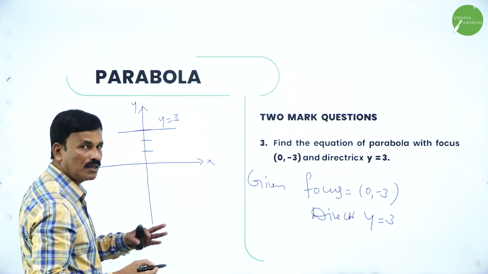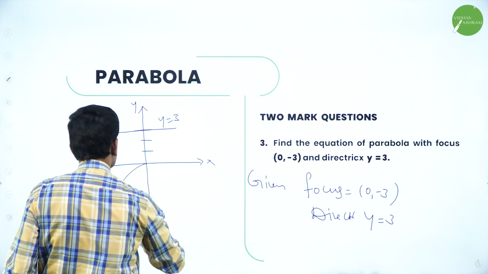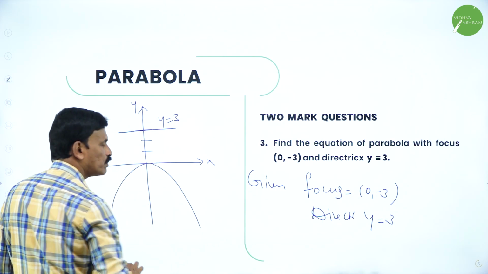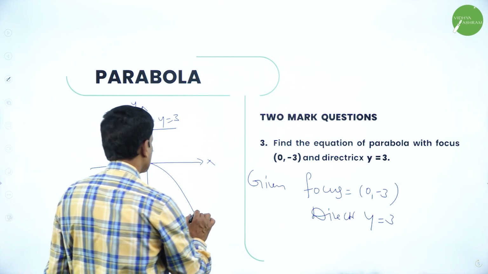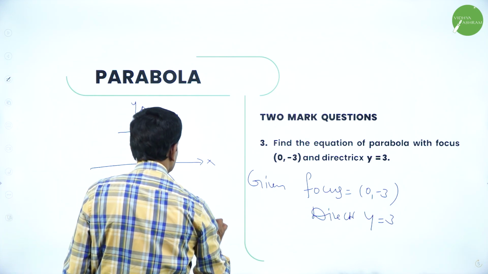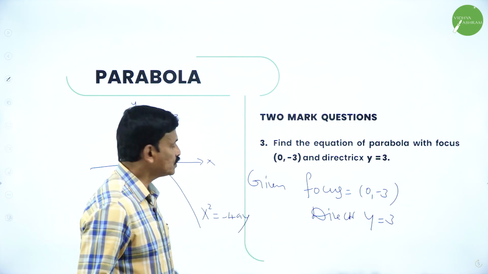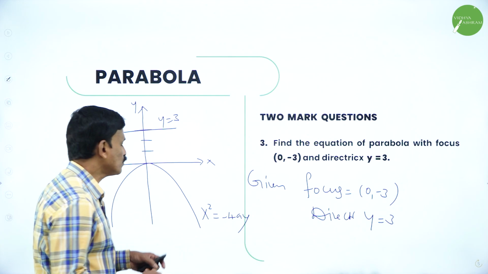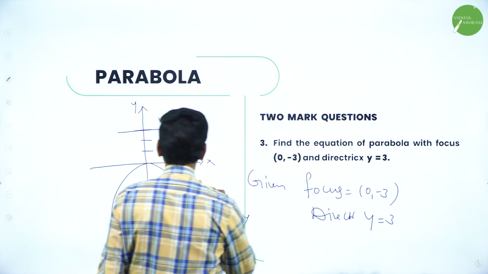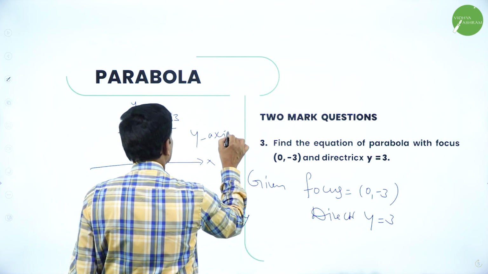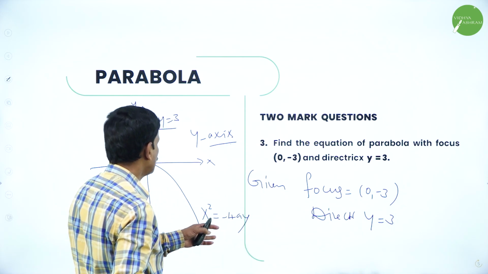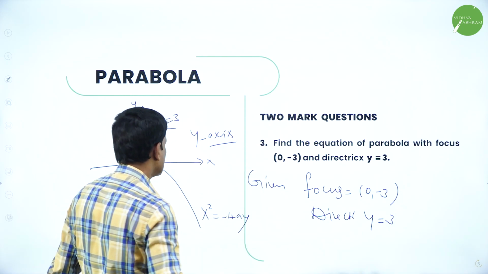That means a parabola which is opening downwards. This is the equation of the parabola. Now what is the standard equation of the parabola? This is nothing but x square is equal to minus 4ay, right? So therefore the axis of the parabola is the y-axis. Now the equation of the parabola is of the form x square is equal to minus 4ay.